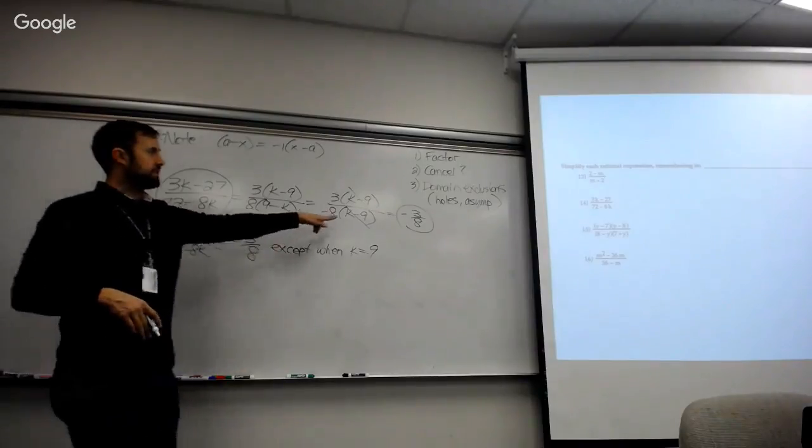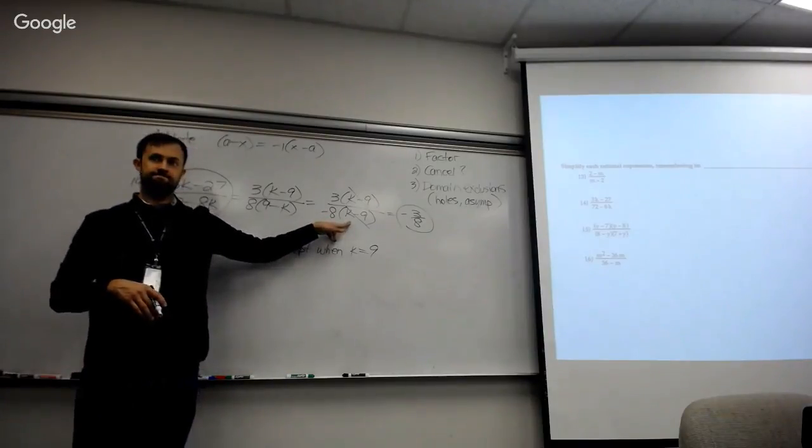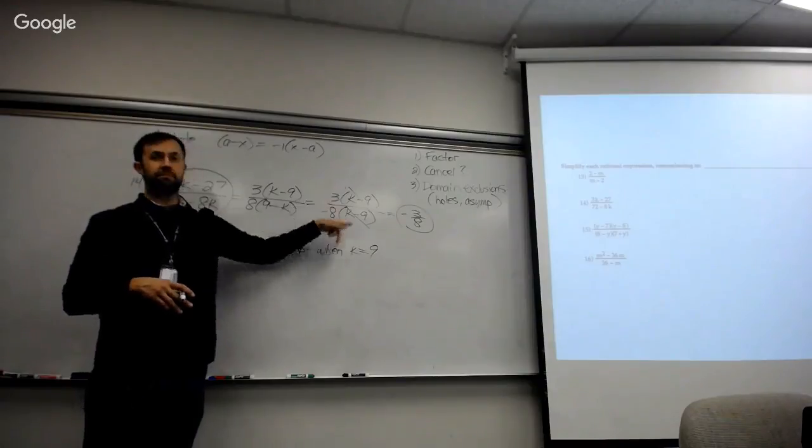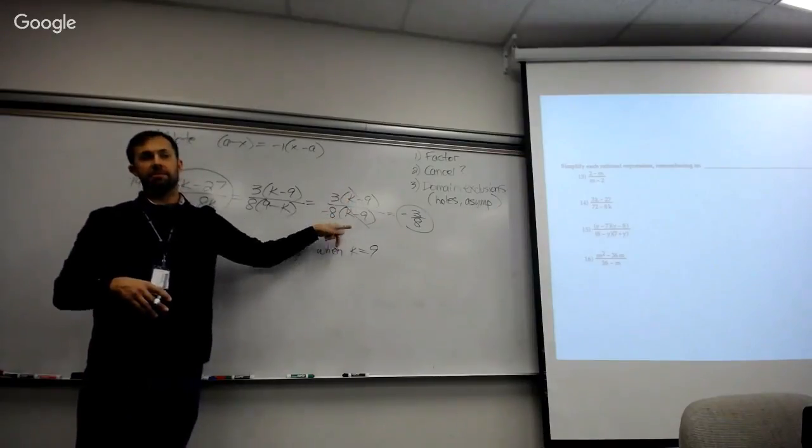And folks, would it be a hole or an asymptote? That would be a hole. It's a hole because we canceled it out. Anytime you cancel a binomial, it's a hole.